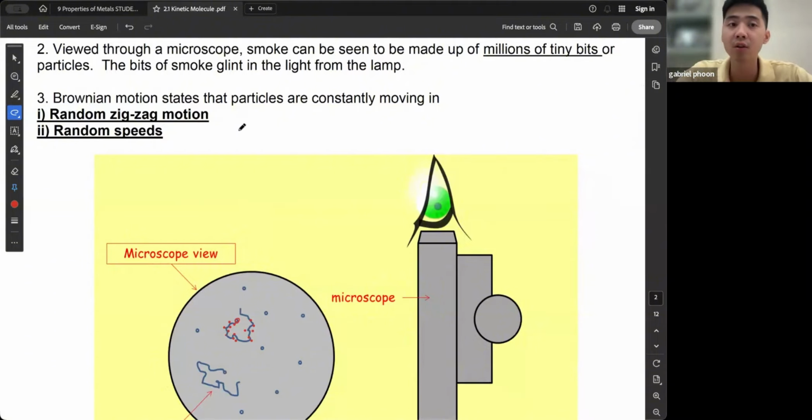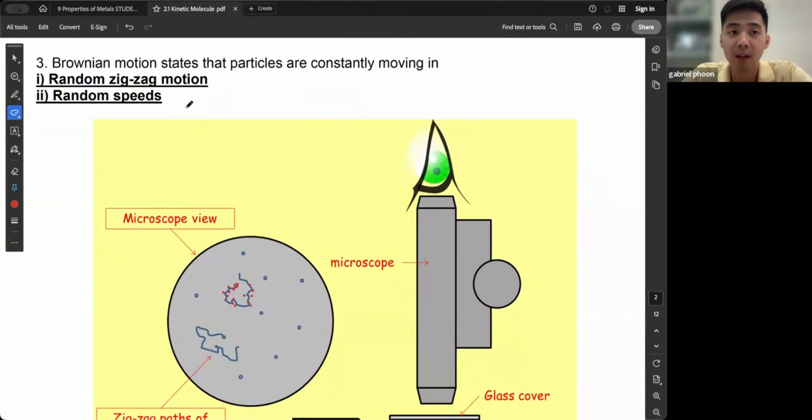In your exam, there will be two ways they ask you. Either number one, define what Brownian motion is like, or number two, explain why the gas particles are moving in this specific scenario. If they ask you to define what Brownian motion is like, you have to mention that the gas particles will move in random zigzag motions with random speeds. If they ask you how come the particles move like this, you have to mention that it's because they will collide with other gas particles and change direction as they collide.